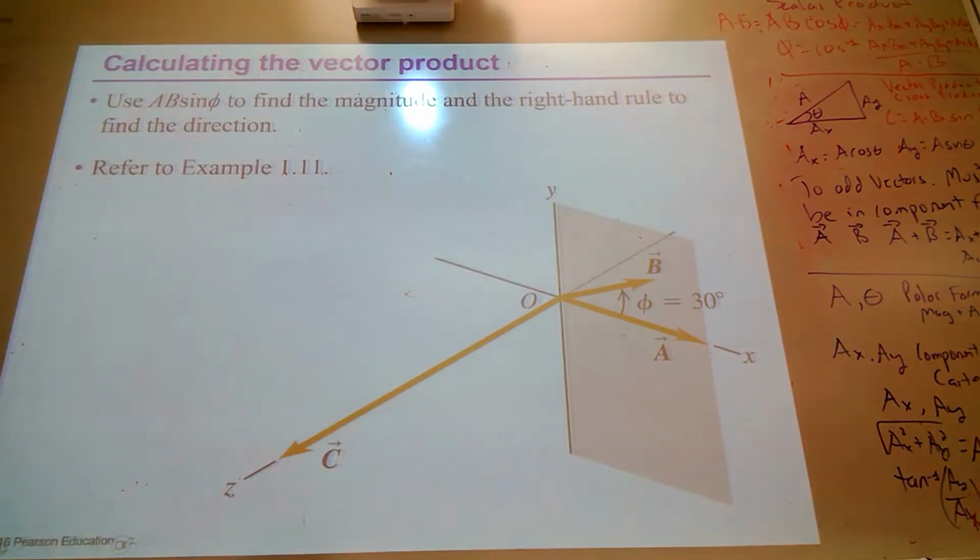Use A, B, sine phi to find the magnitude and the right-hand rule to find the direction. Okay, so when we're given it in terms of magnitude and angle, getting the vector cross product is not very hard, just like for the dot product. It's just the magnitude of one times the magnitude of the other times the sine of phi. When you're given it in component form, that's when it gets hard.